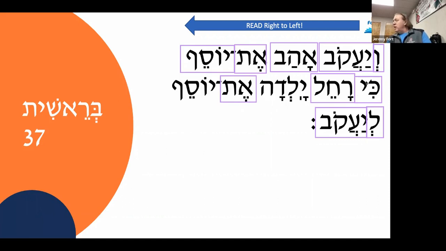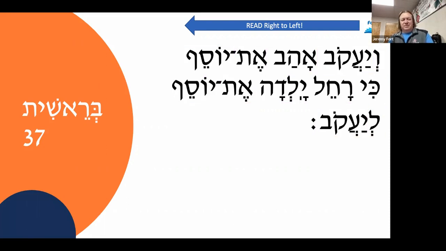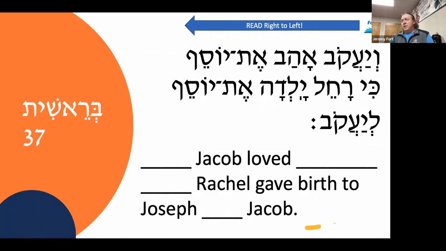Anybody remember what ki means? Because or for. Could be that one as well. For, because who's this? Rachel. She did something. This is a verb form. Gave birth to, bore. And so when Rachel gave birth to our direct object, who'd she give birth to? Joseph. And she did that for or to, and she did that for Jacob. Well, it's Hebrew. It's all confusing. So Jacob loved Joseph just because Rachel gave birth to Joseph for him. That's the only reason.